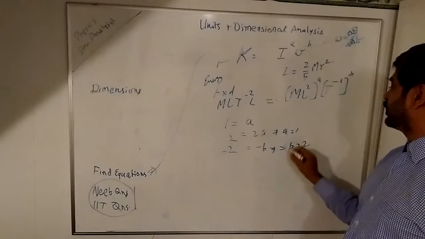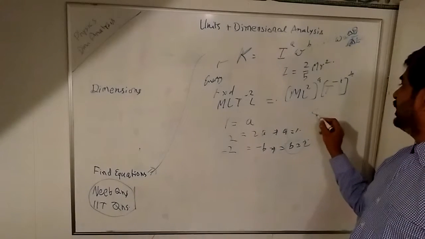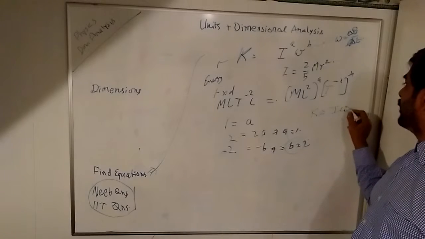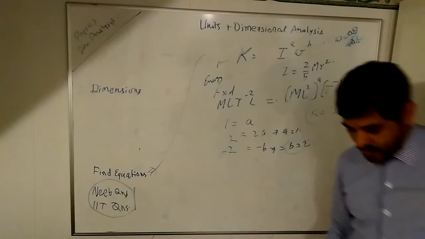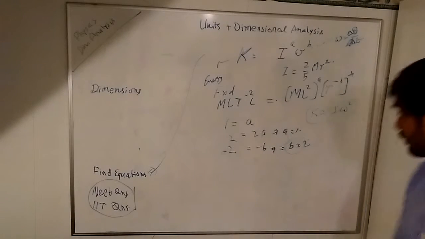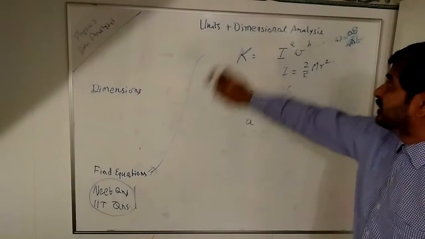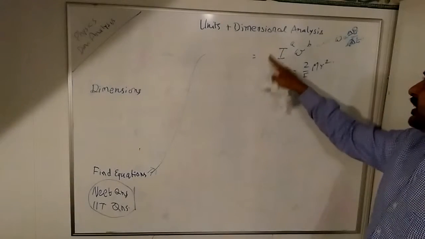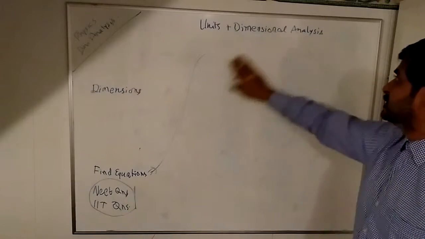So let's substitute A equal to 1 here, B equal to 2 here. So we have energy K is equal to I omega square. This is the rotational energy of a moving particle, similar to the kinetic energy half mv square. Of course, we had the K here, we dropped the K because that is a constant. From the dimensional analysis, it does not matter.